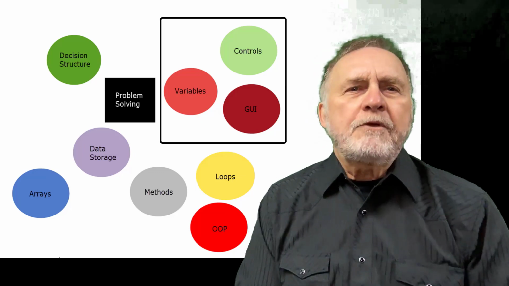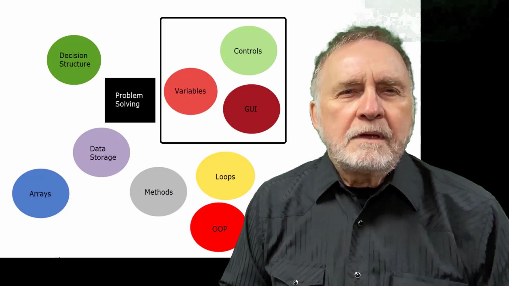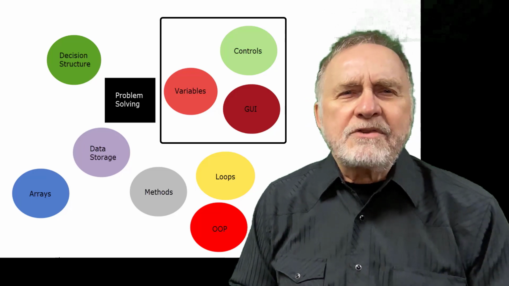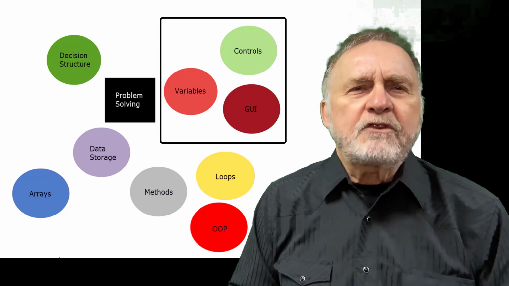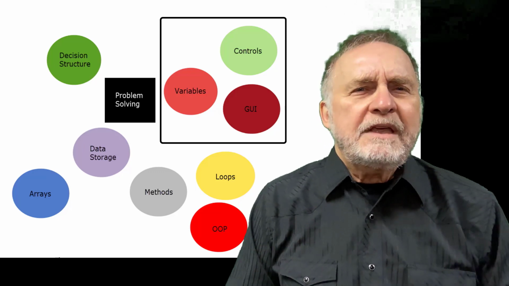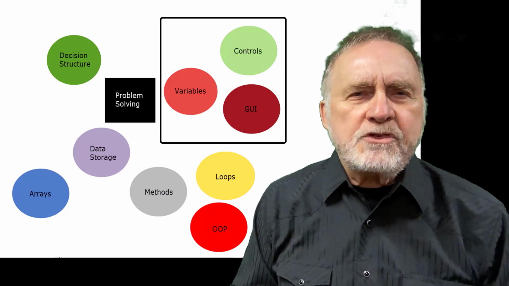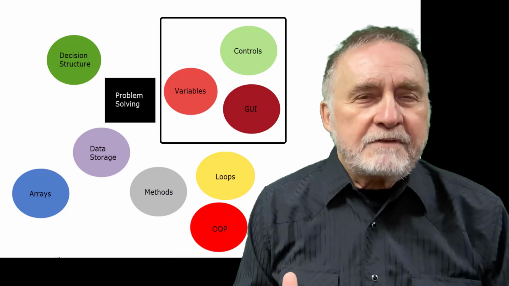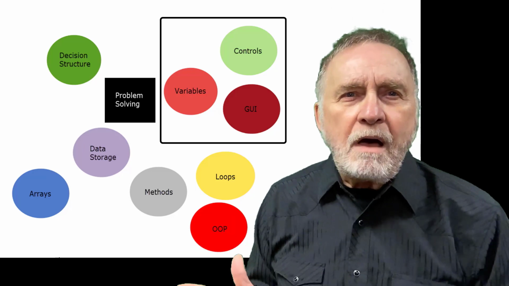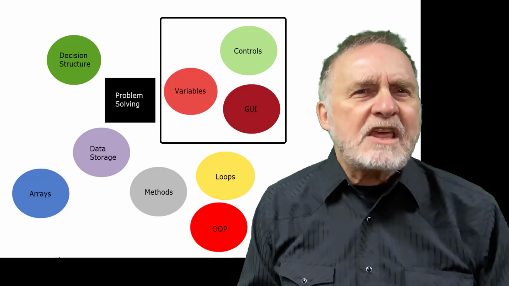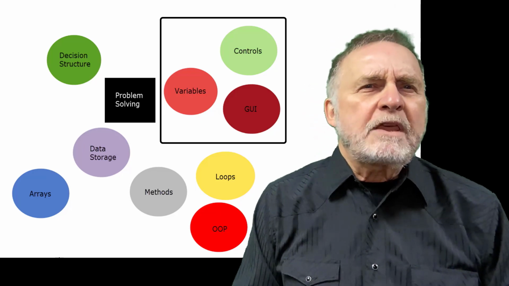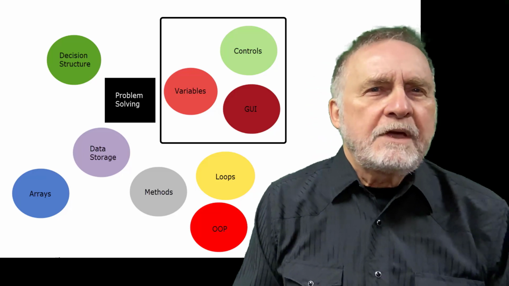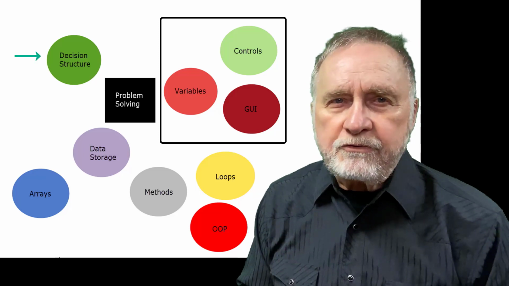We'll continue to use variables, controls, and the GUI. And we'll add to our knowledge in this area as we continue on our journey. But now we get a chance to expand what our programs can do. Each of the other bubbles on this chart are specific topics that will allow our programs to do things not possible with what we've learned so far. And programming languages make use of those other topics as well. The first of those is the decision structure.